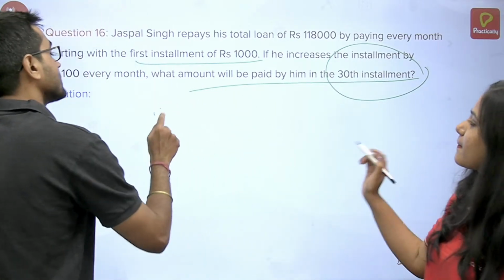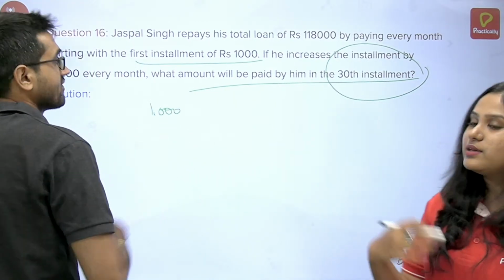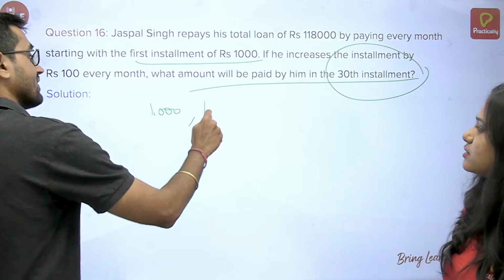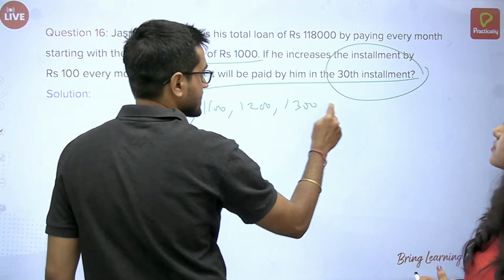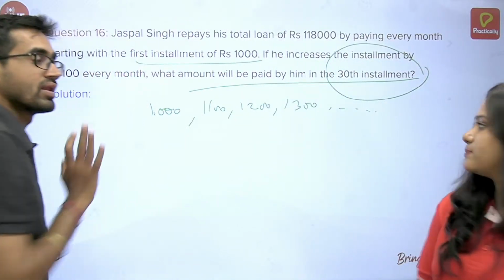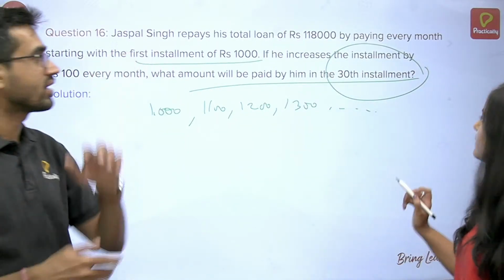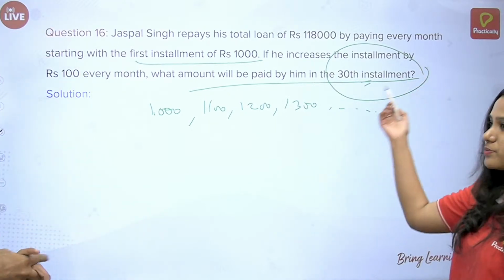If he starts at 1,000 and every month he is increasing how much? 100. So 1,100. Next month he will pay 1,200. It's a series. The moment you see a series, it's simple. And there now how much does he have to pay? 30th installment he has to pay. So A30.